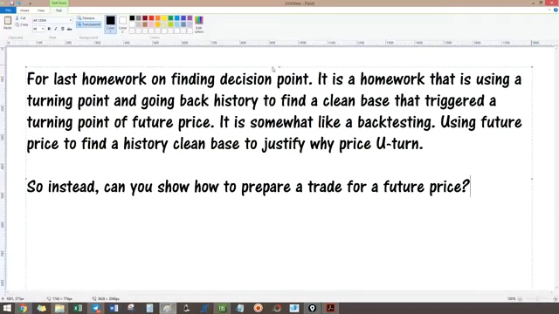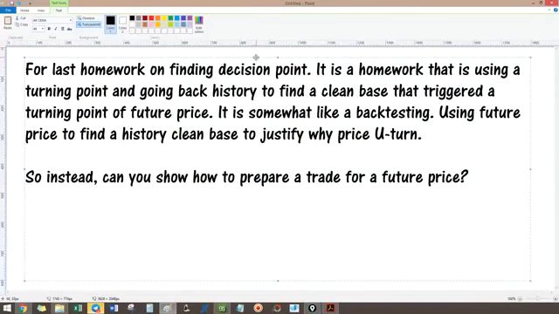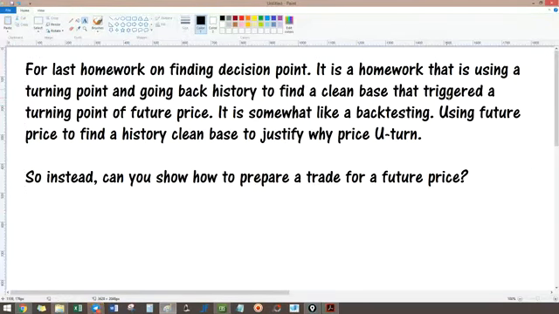Last homework on finding the decision point. It is a homework that uses a turning point and goes back to history to find a claim base that triggered a turning point of future price. It is somewhat like backtesting. Okay, testing using future price to find a historic claim base to justify why price turned.